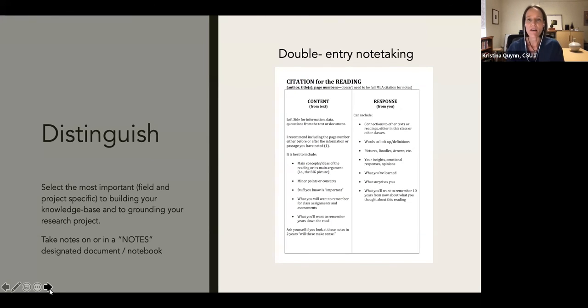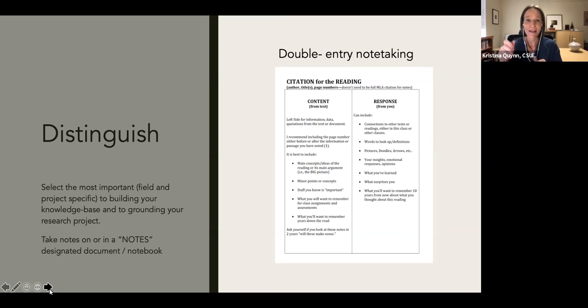I also think it's really helpful if you do a double entry note-taking system. We talk about this in the literature review workshop, but keeping content on one side of a page that's from the text itself and then your response. It's really nice to just have something that separates out your response to what it is that you're reading. If all you have are notes on the page, it's really easy to go back and just assume that the material's there and to pull from that and to not have digested it fully. So I highly recommend just slowing things down a little bit.